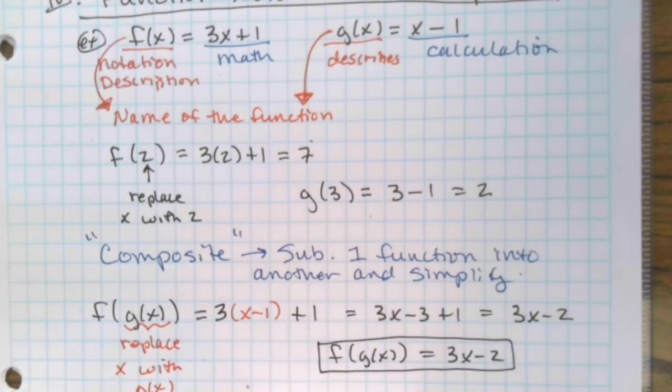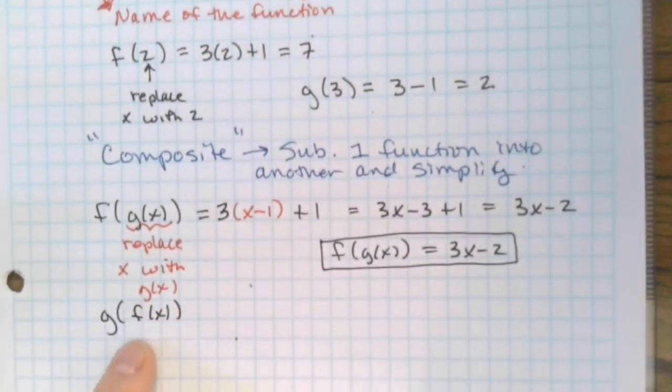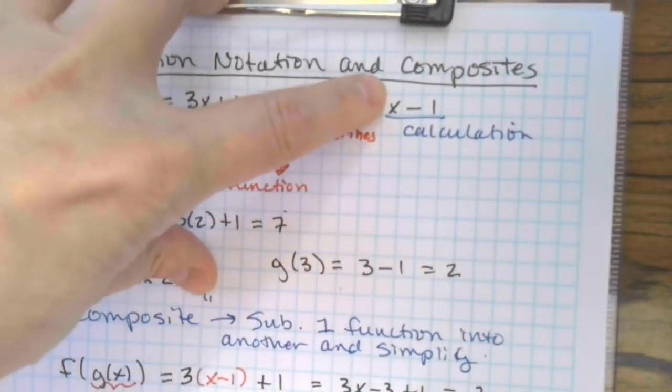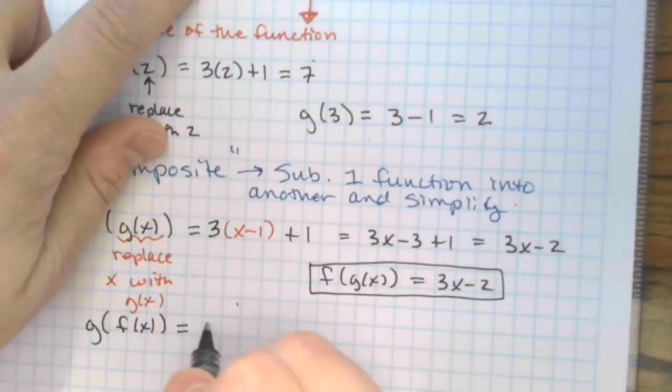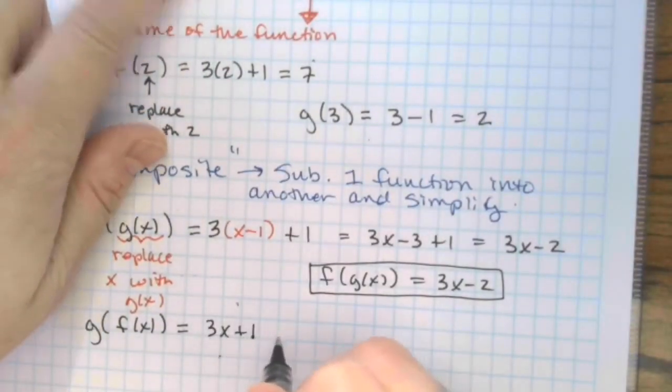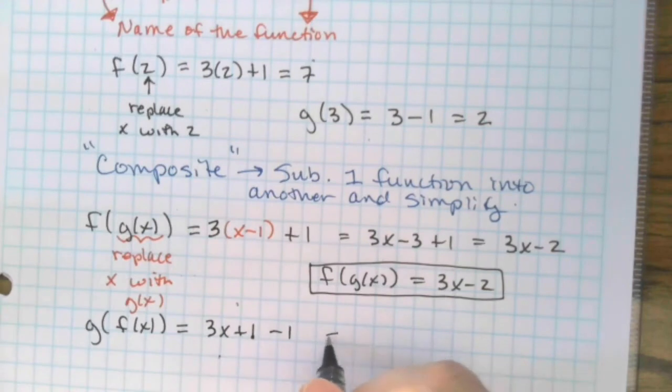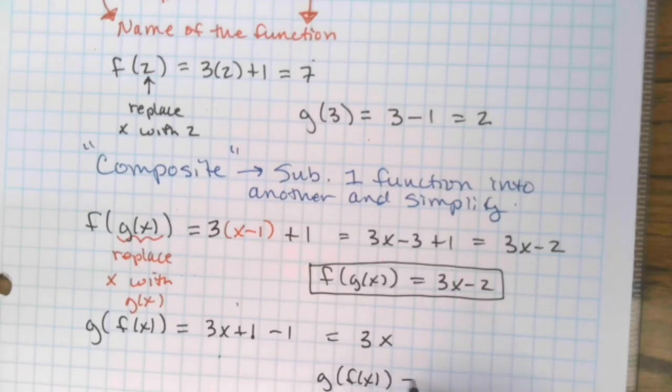Let's go the other way. g of f of x. We're going to replace all the x's in g with the f function. Okay, so looking up at g, g is x minus 1. So instead of x, I'm going to put 3x plus 1 and then the minus 1, which of course is 3x. So g of f of x is equal to 3x when you simplify it.